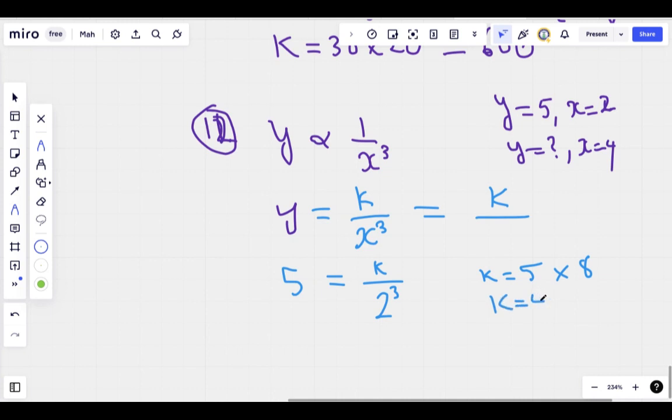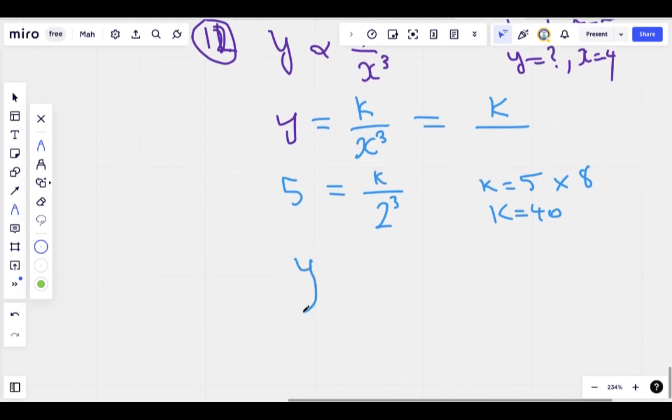Now we got k, so we can find the value of y when x is 4. So y will be equal to 40, which is the value of k, all over x, which is 4, to the power of 3, because it's x to the power of 3. 4 to the power of 3 is 64. So this becomes 40 over 64.